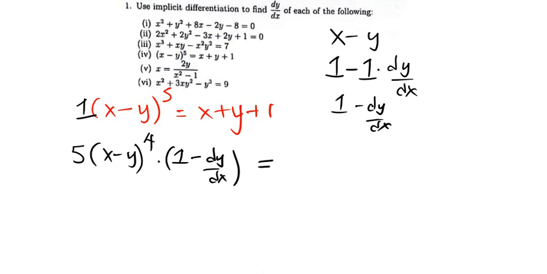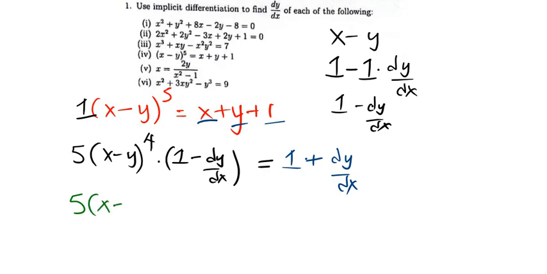equal to, on the other side, derivative of x is 1, derivative of y again is going to be 1 multiplied by dy/dx, so it will just be dy/dx. Derivative of 1 is just 0. So that's what we have at this point. So we can try to go a bit deeper. So let's see what we can do.